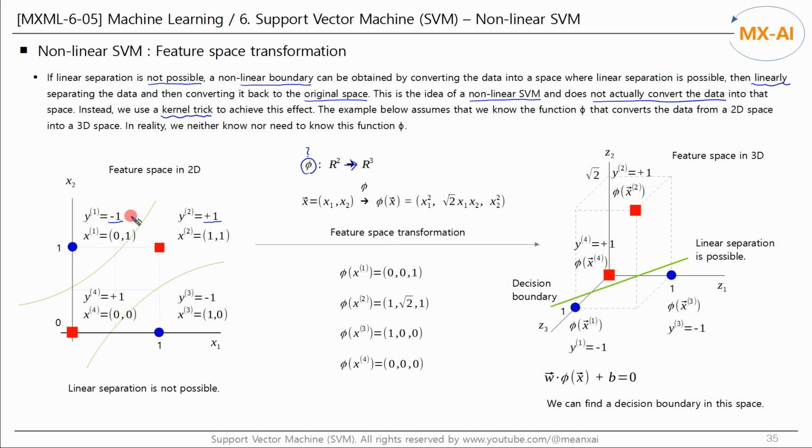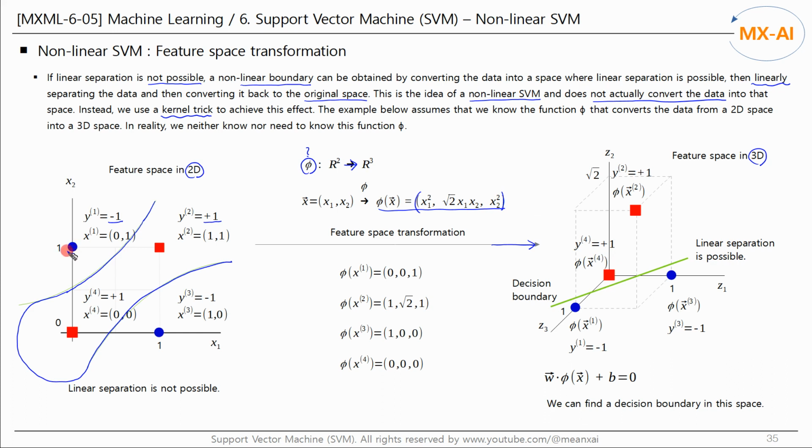This data cannot be separated by a single straight line. Instead, they can be separated by this curve. These data points are distributed in a 2-dimensional space. Let's transform these data points into a 3-dimensional space using the function phi. Let's assume that the transformation function phi is a second-order polynomial like this.